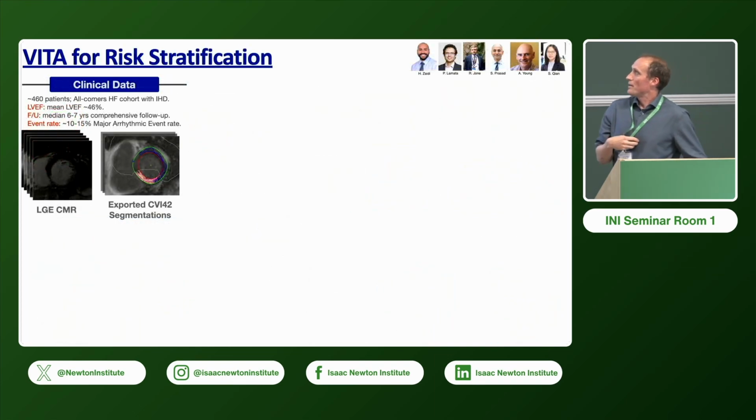So I couldn't really talk about Vita without talking about our work on risk stratification, which I'm really, really interested in personally. This is work that we do with Professor Sanjay Prasad at the Royal Brompton and his colleagues. And Sanjay, for those of you who know him, has absolutely incredible clinical data sets, huge cohorts that he follows up for huge amounts of time. This is working with an ischemic cardiomyopathy cohort, and these patients were followed up for about 10 years.